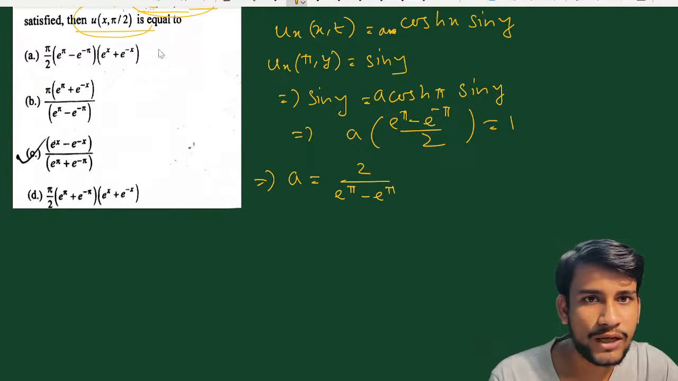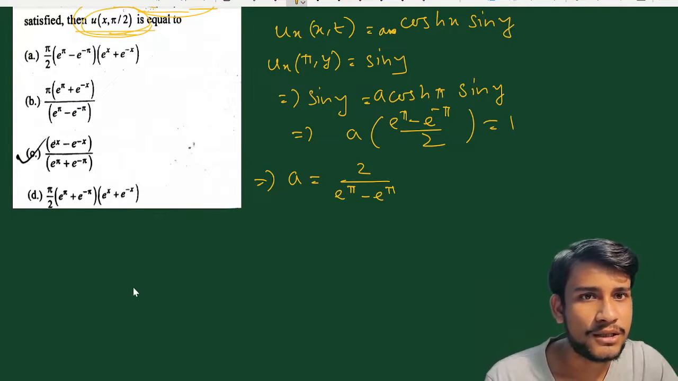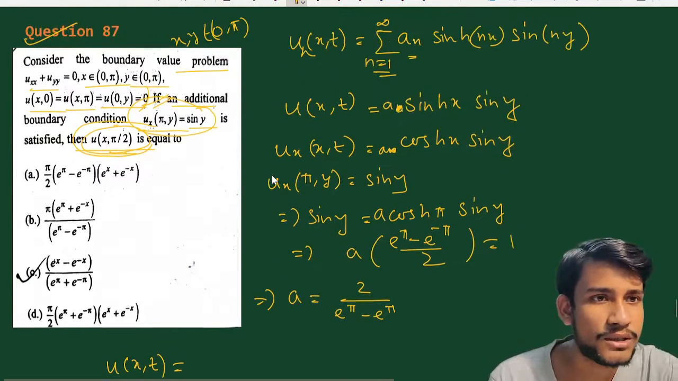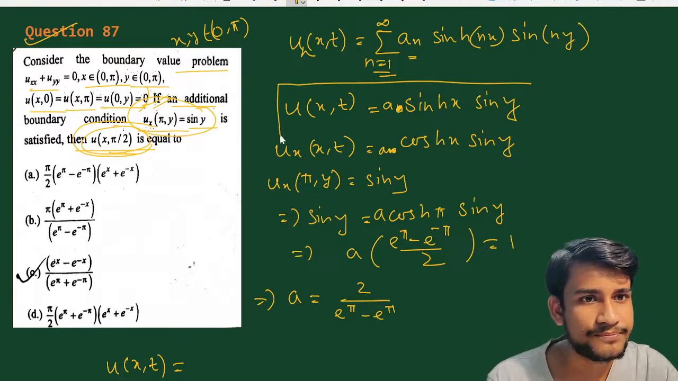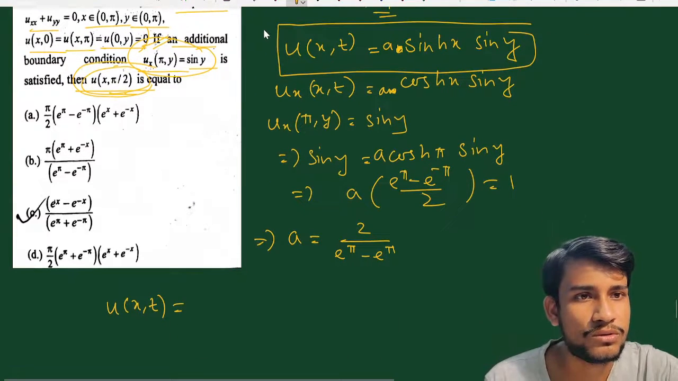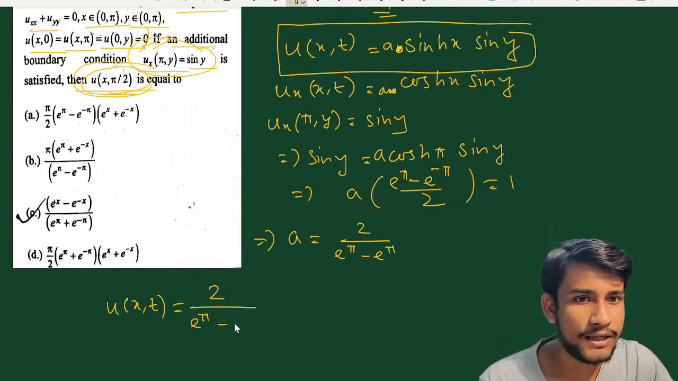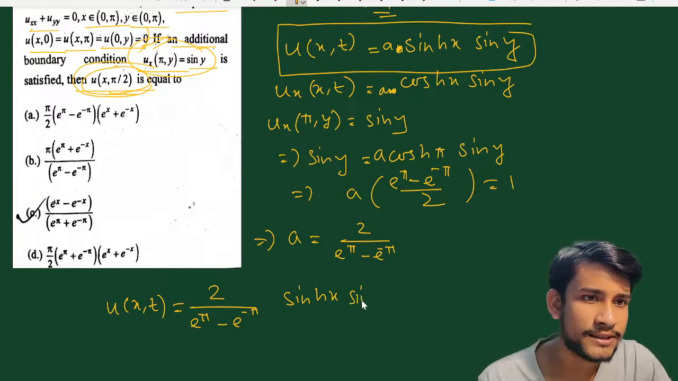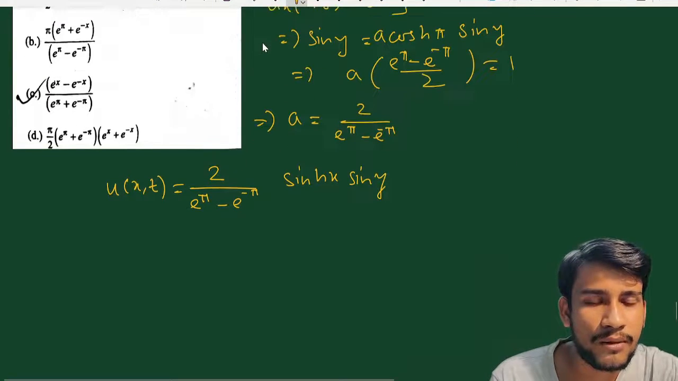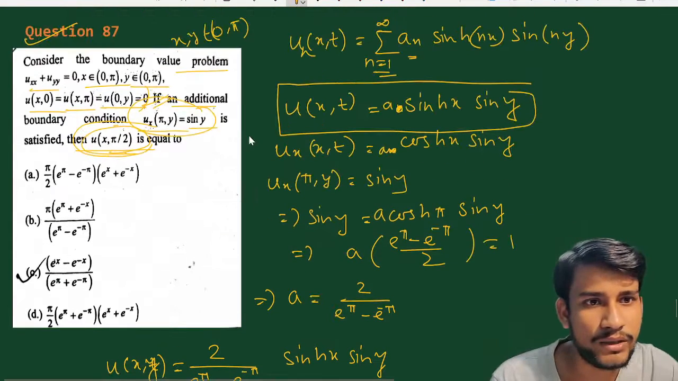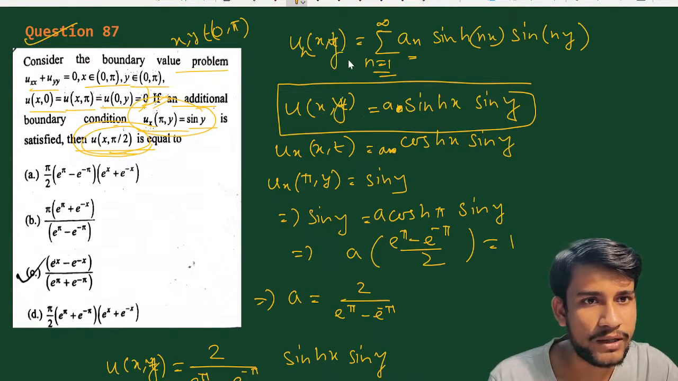Okay, now we have to find the value of u x pi by 2. That means first u xy, के जो वैल्यू आप आया कांस्टेंट के वैल्यू पुट करने से बाद यहाँ से फ्रॉम दिस इक्वेशन. Okay, so this means 2 by e to the power pi minus e to the power minus pi into sine hyperbolic x sine y. Okay, now put y equal to pi by 2, sorry, y should be y, it should be y, u xy.